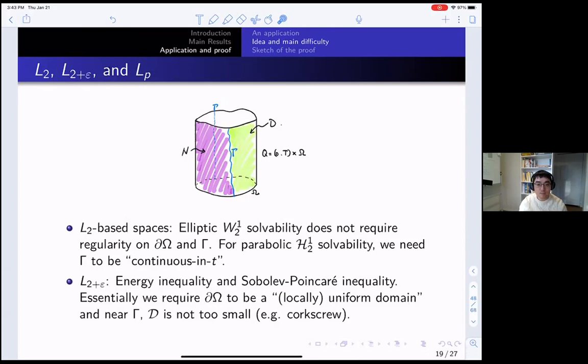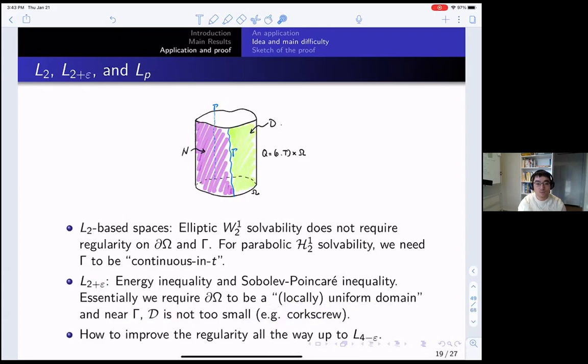Essentially, in this step we only require the domain to be an extension domain, right? We only need the Sobolev inequalities. A typical domain for this is the so-called uniform domain. And we need near gamma this D to be not too small, because we need the boundary condition to really equal zero on some part of the boundary in the inequalities. But this is again much weaker than what we assume in our main results. So this epsilon regularity is cheap.